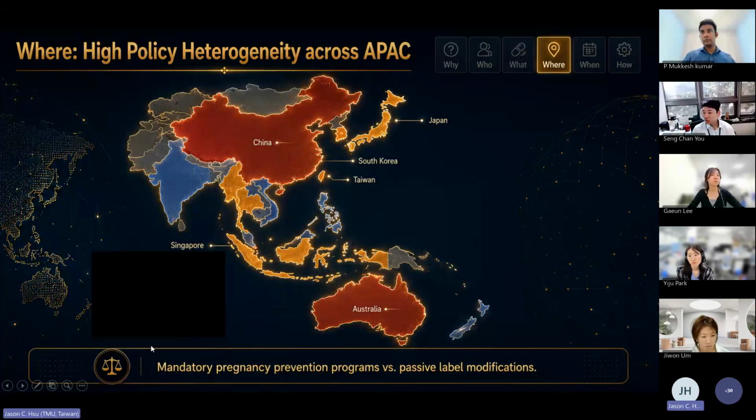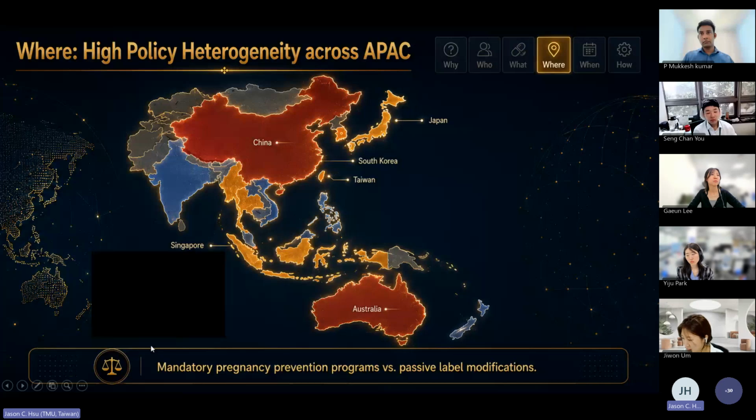Like in the APAC region, we have a high policy heterogeneity. For example, some countries have implemented a highly aggressive mandatory pregnancy prevention program, but others have a moderate intervention, and we also have limited action. Some countries take limited action, or even some countries don't have any actions. And the heterogeneity is precisely where the core scientific value of our cross-national study lies.